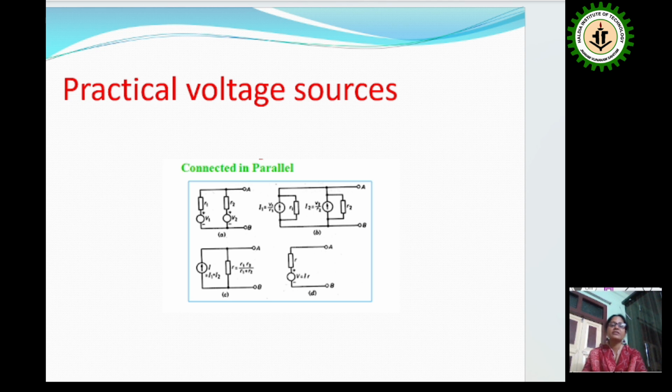Again, convert this practical current source into an equivalent voltage source by applying Ohm's law. Then we can easily convert two sources connected in parallel into a single voltage source by using this procedure. Now, if I discuss one example, then it will be clear.